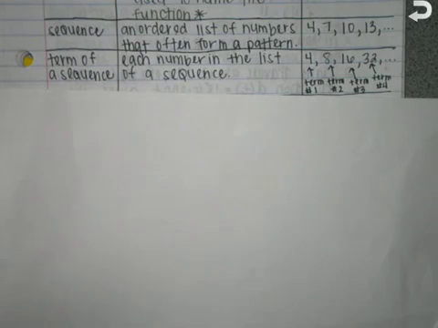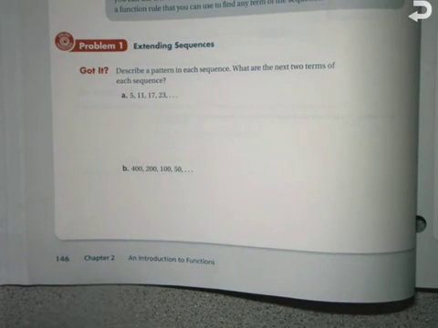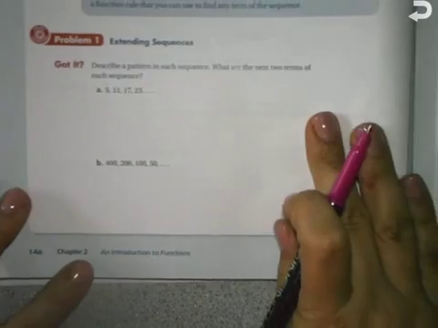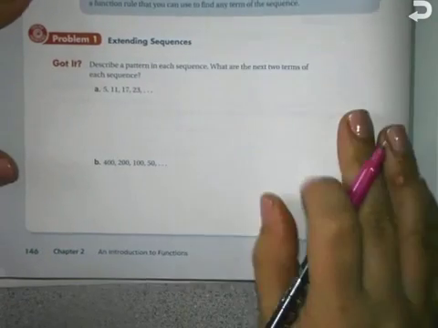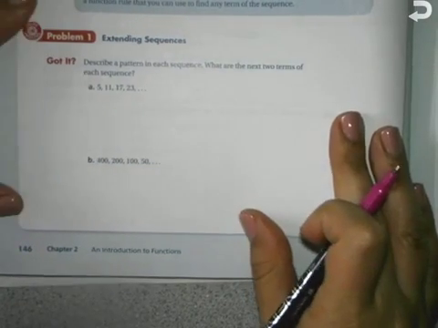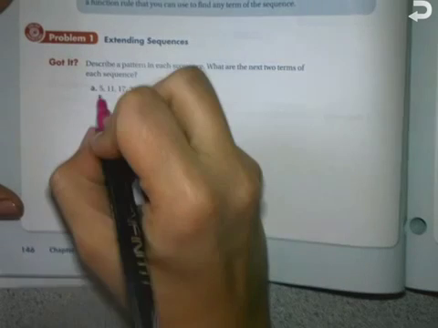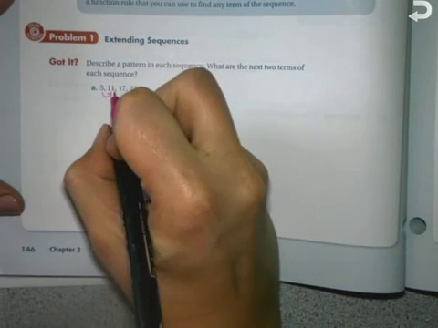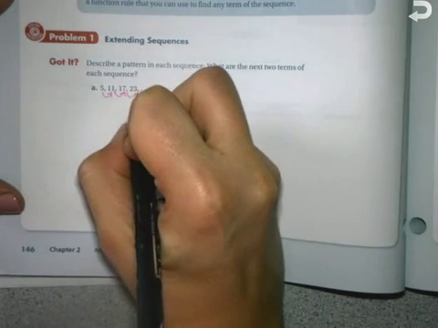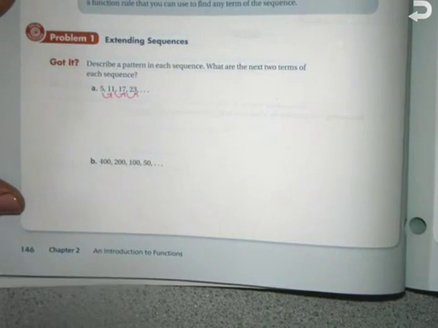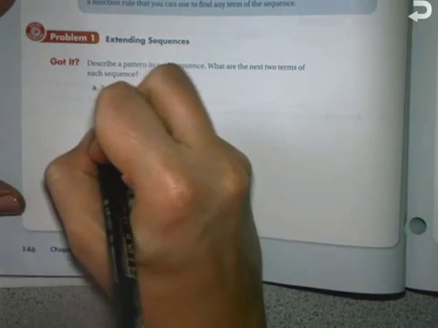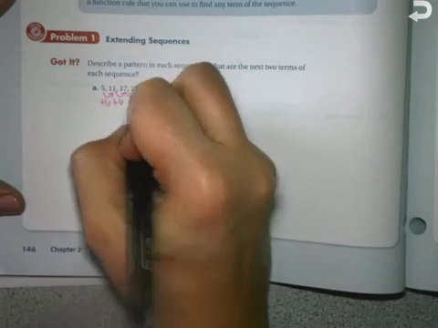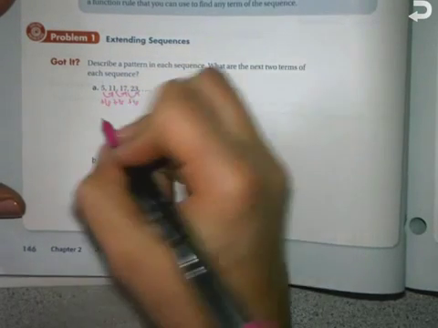Okay? Okay, so problem number 1 on page 146. We're just going to do a couple of these and then move on. What we have to do is look at a sequence, and then we need to describe the pattern and determine what the next two terms are. So in part A, I'm going from 5 to 11, 11 to 17, 17 to 23. What's the pattern? Plus 6. So we add 6 each time. So here's how I want you to describe the pattern. Add 6 to the previous term.